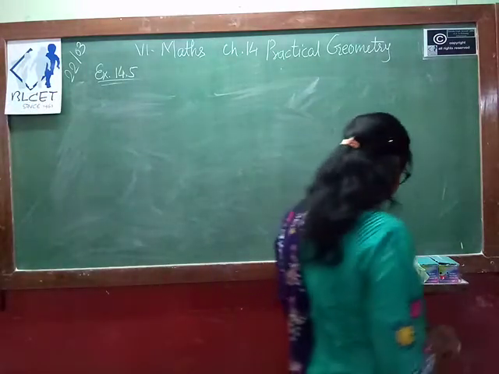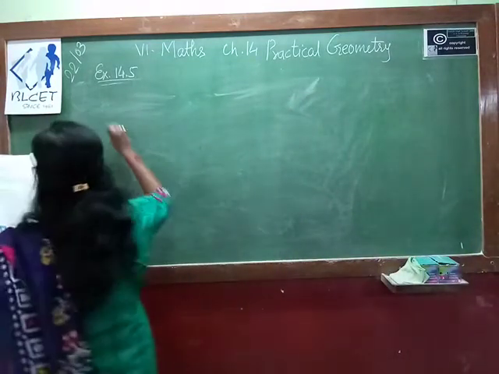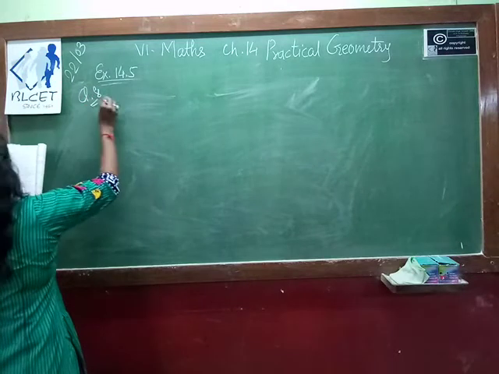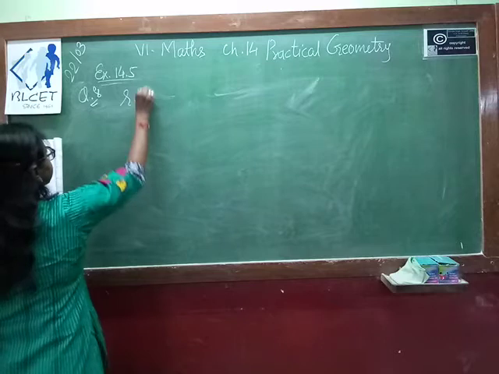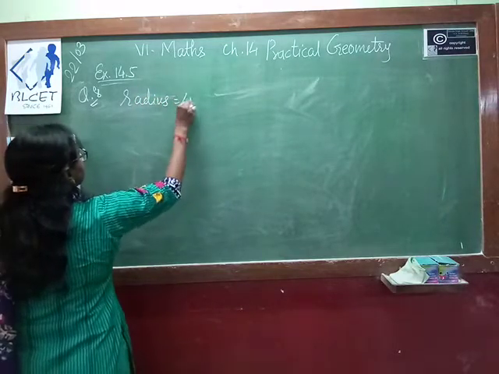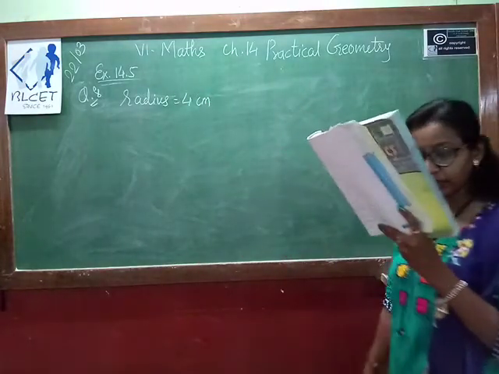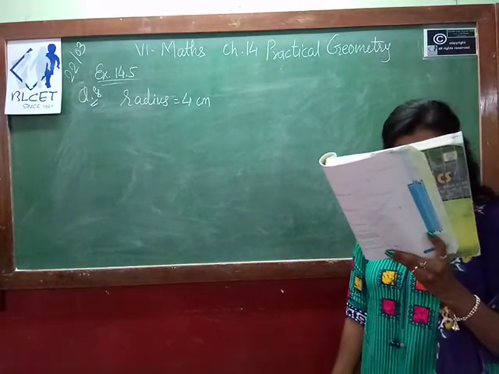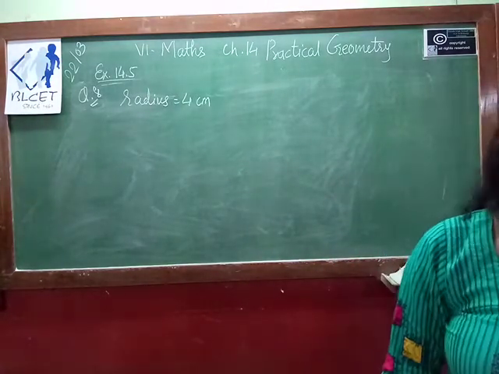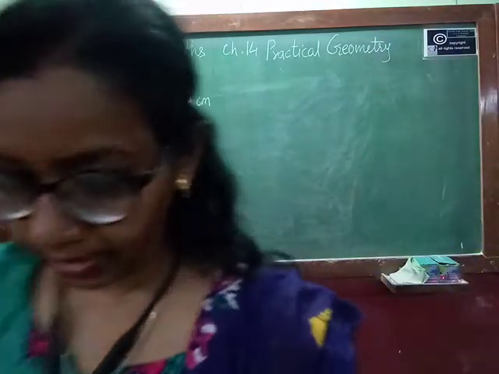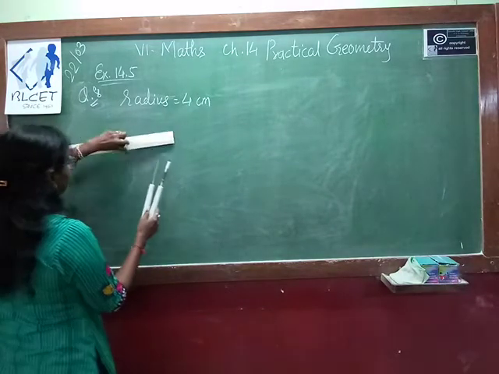Now see question number 8. Draw any circle of radius 4 centimeter. Then we have to take two chords, construct the perpendicular bisector of each chord and see where they meet. So first we draw the circle of radius 4 centimeter.